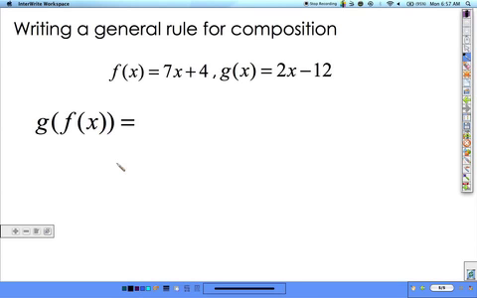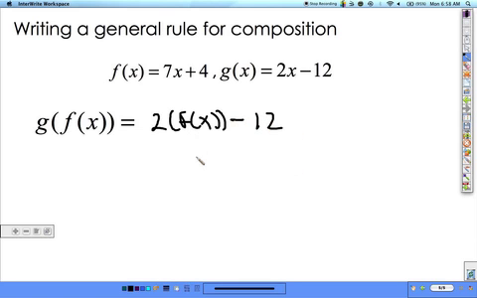So again, the way I asked you to do this was to write the general function for g of x composed with f, which is of course g of f of x, or actually that's already written so I don't have to rewrite it. g of x is equal to 2, and in parentheses I'm going to have my f of x. So 2 times f of x minus 12.